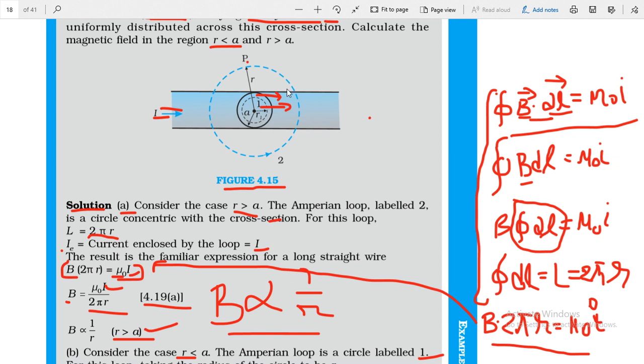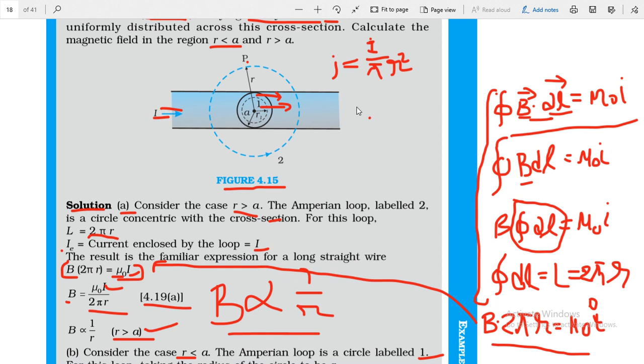For this purpose, we can define the current per unit area, that is known as J. J is equal to I upon A. Total current, suppose this is capital I, upon area. Area means the cross sectional area of this conductor, and that is pi r square. Now you can see that this is the current per unit area flowing through this wire. So what will be the amount of current flowing through the circle which is represented by the dotted line?